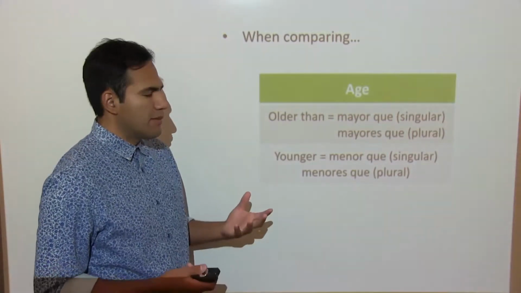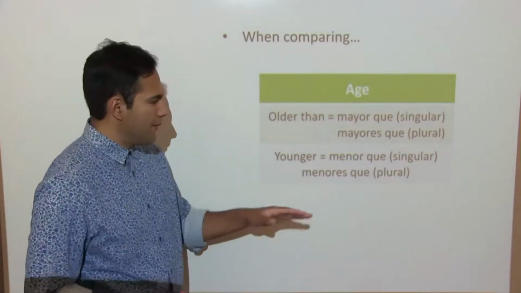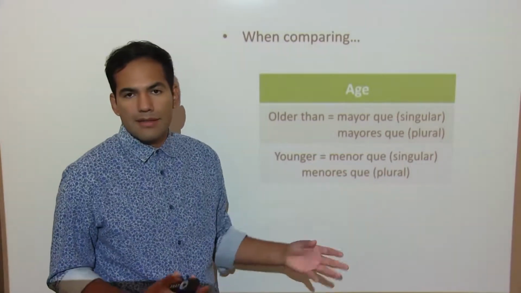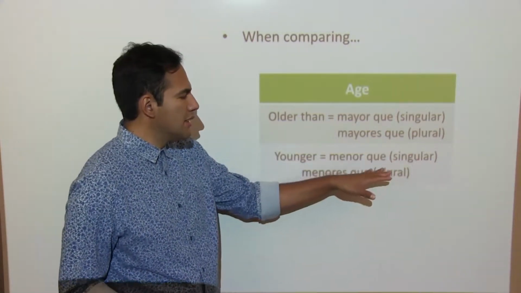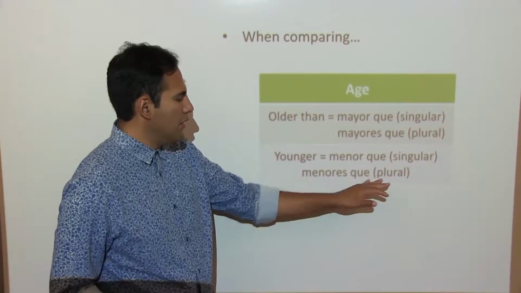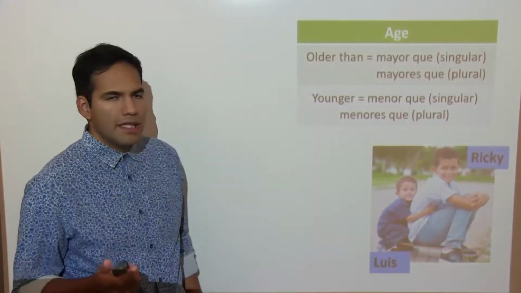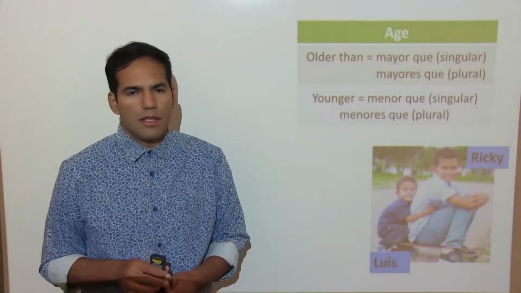And in order to express when someone is younger, we do menor que, menores que. And the same thing applies. If it's a singular noun, menor que. If it's a plural noun, menores que. So that's pretty straightforward, but now let's write an example for you to see how it works.